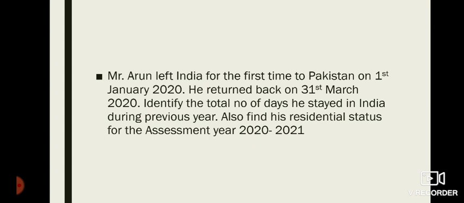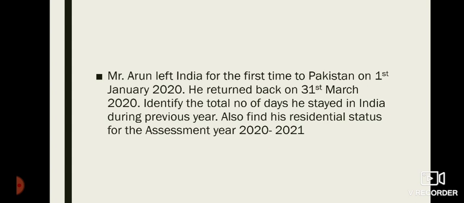Mr. Arun left India for the first time to Pakistan on 1st January 2020. He returned back on 31st March 2020. Identify the total number of days he stayed in India during the previous year 2019-20, and also find his residential status for the assessment year 2020-2021. First tell me, when does our previous year start? Our previous year is 2019 and 2020.